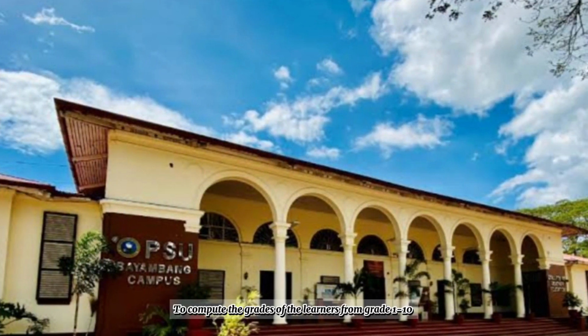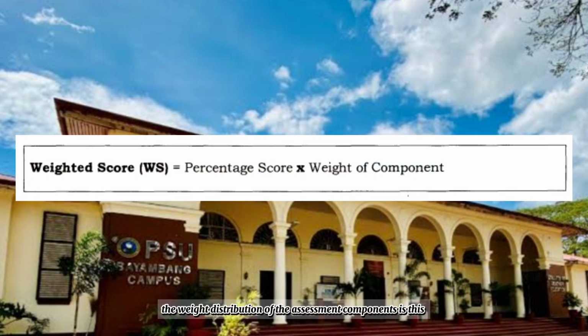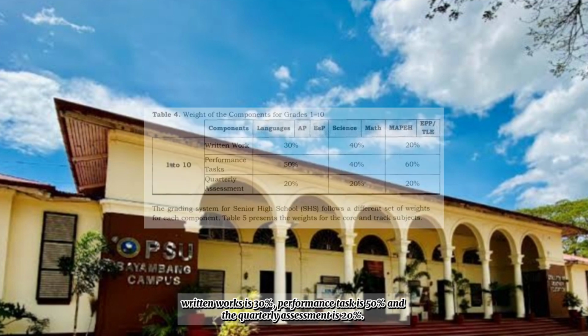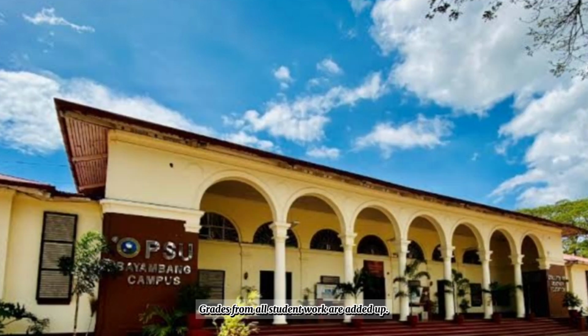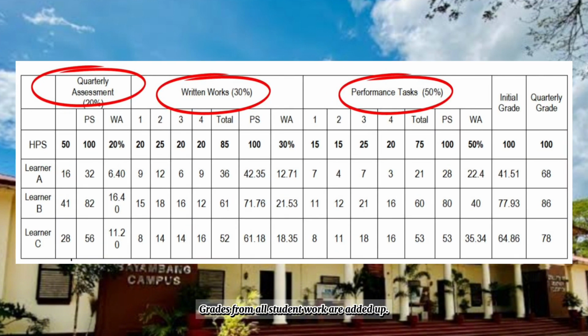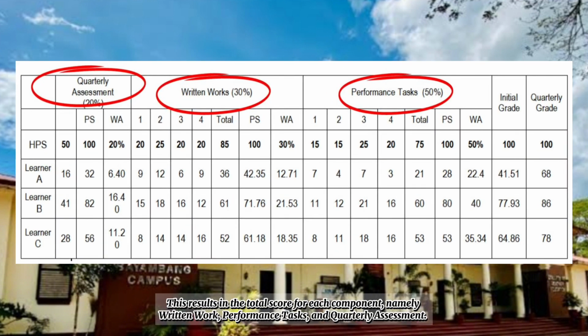To compute the grades of the learners from grade 1 to 10, here is the formula. And the weight distribution of the assessment components is this. Written works is 30%, performance tasks is 50%, and the quarterly assessment is 20%. Grades from all student work are added up. This results in the total score for each component, namely written work, performance tasks, and quarterly assessment.